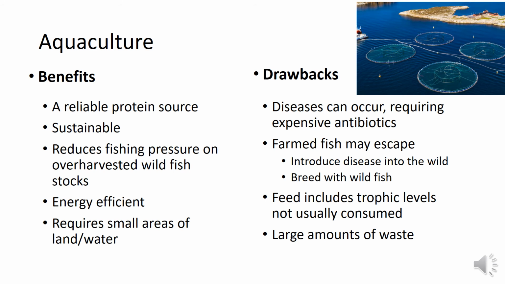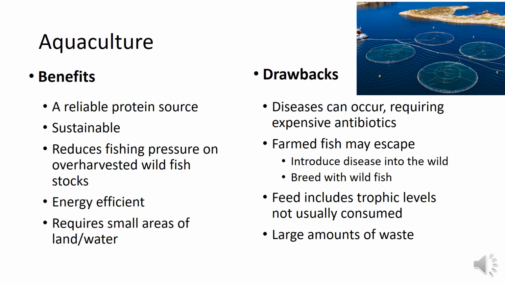There's a reliable protein source if we are growing fish or really aquatic life. It's sustainable mostly. It reduces fishing pressure. It's energy efficient sometimes. And it also requires relatively small areas of land and water. Whereas lots of diseases can occur. It can require antibiotics, or other diseases like sea lice can occur when you have organisms in high densities.